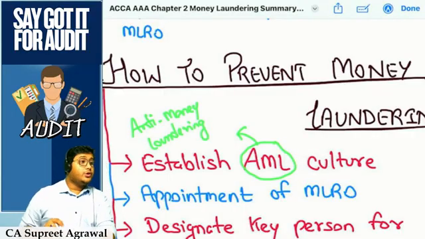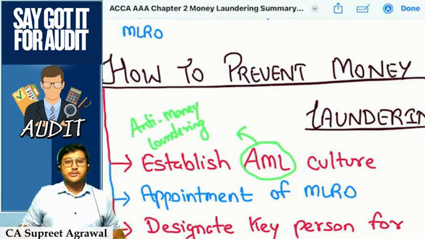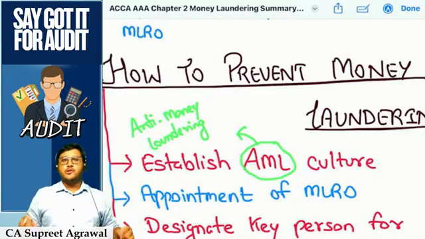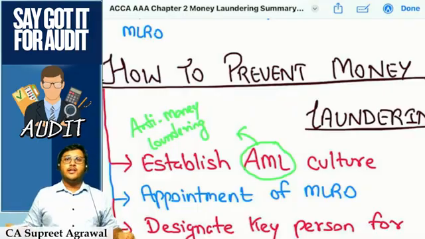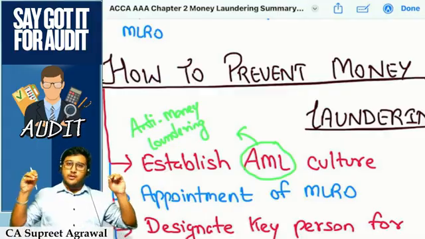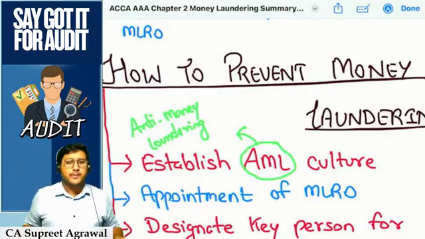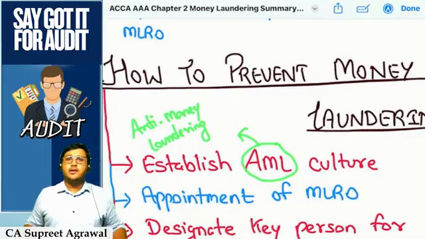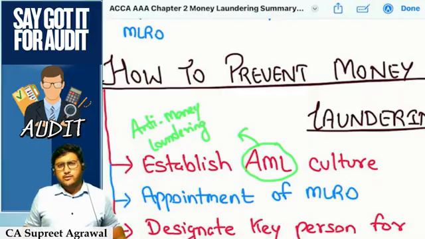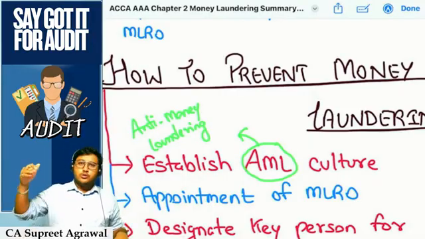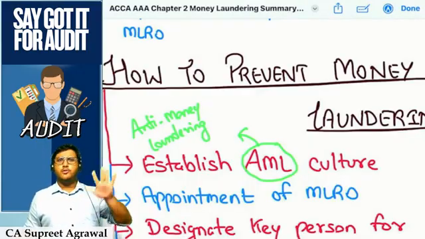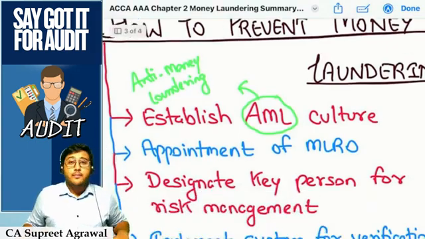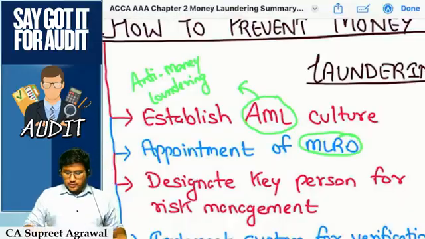You can set up this culture, you can communicate it to all the stakeholders, that you as a company, as a responsible party, do not want to enter into any money laundering activities, and it is your company's value that you do not support money laundering at any cost. So establish an AML culture. You can set up an AML committee as well, whose core job is to look after transactions and identify whether there's any suspicion related to money laundering by any officer, director, or employee of the company. Then appointment of the MLRO. Again, the MLRO discussion came, so we are going to discuss it at the end.